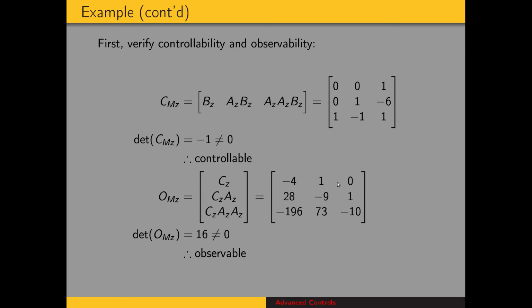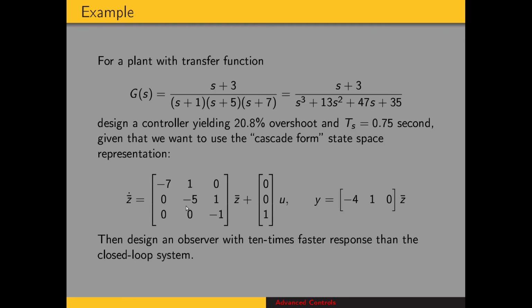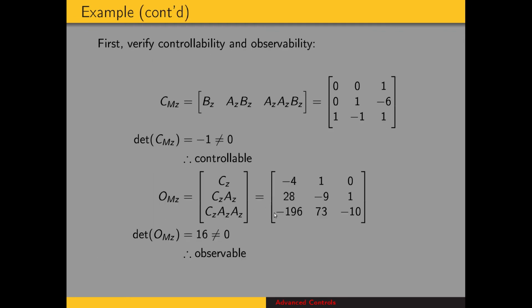Here the first row is C, and then the next row C times A, and then the final row gives us our 3x3 observability matrix, which has a determinant of 16, which is not equal to 0, so it's an observable system. And it is thus possible to design controllers and observers for this system.